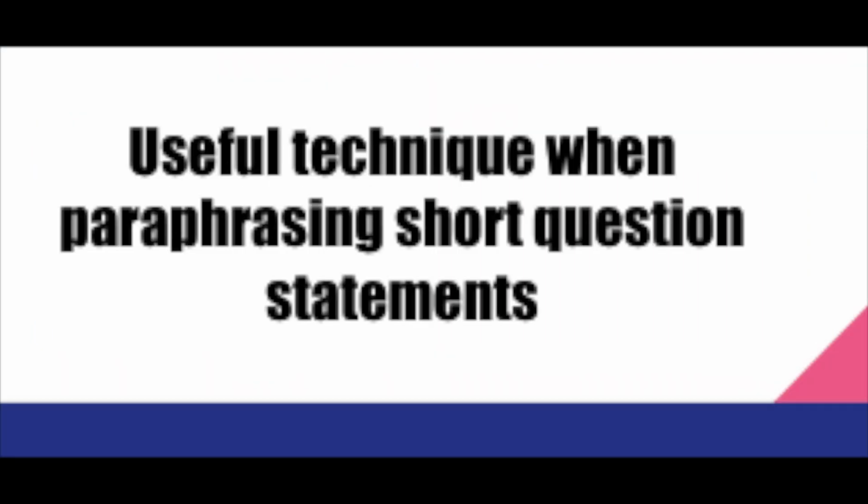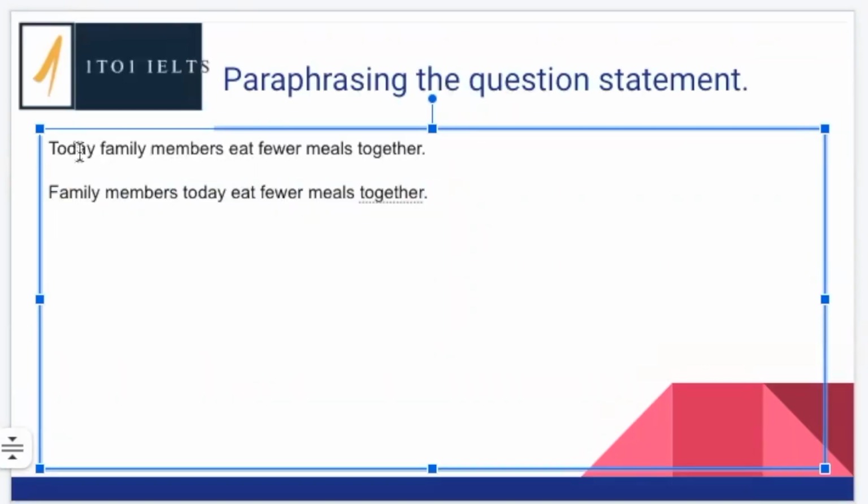Forget about the "today" for now. Family members eat fewer meals together. Family members are your subject, eat is your verb, and fewer meals is your object. So when we make something active to passive, the passive voice means your object, fewer meals, comes at the beginning. We're going to use the verb to be and the past participle of the verb. And then we put family members at the end of the sentence.